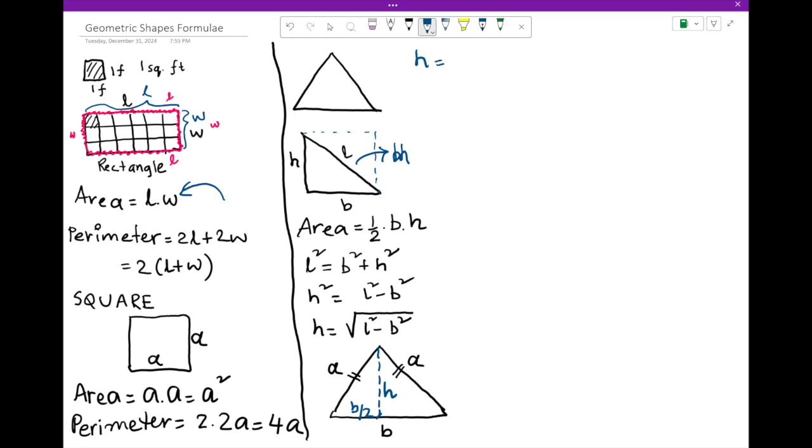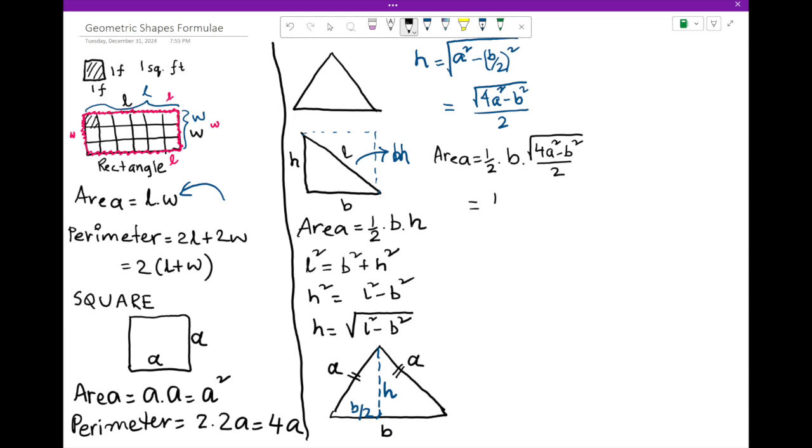L is on the side, so a square minus b by 2 square and root over, which basically gives you, if you do the calculation, 4a square minus b square root over. You have 2 here. If you use this formula to get the total area of this isosceles triangle, then your area will become something like half into base, which is b, and this height would be 4a square minus b square by 2. And if you combine everything, it will become b by 4 root of 4a square minus b square. So that's the area of an isosceles triangle.